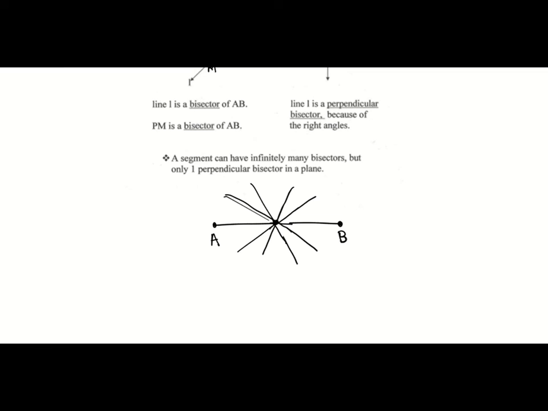So as you can see, there are a bunch of different lines here that I could draw. All of these lines are bisectors. But in order for us to draw a perpendicular bisector, the only one we could draw would be straight up and down because it needs to create that 90-degree angle right here. So there is only one perpendicular bisector. That's important to remember. Only one perpendicular, but infinite bisectors.